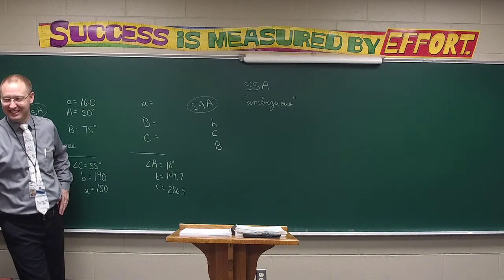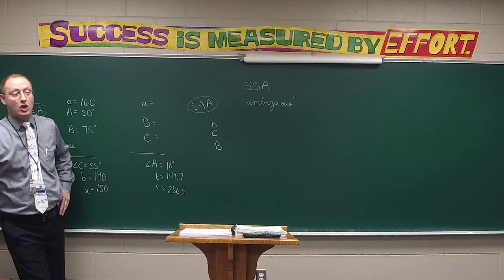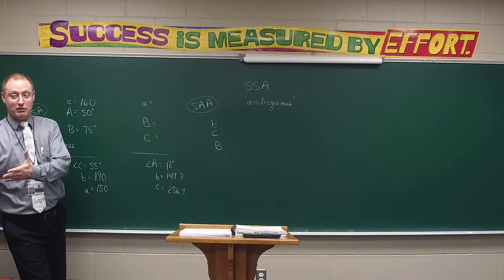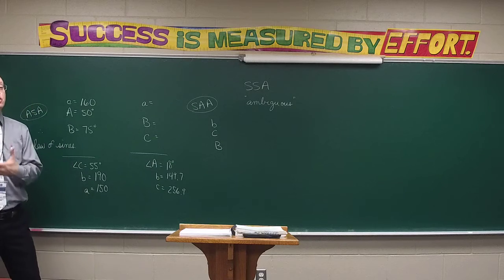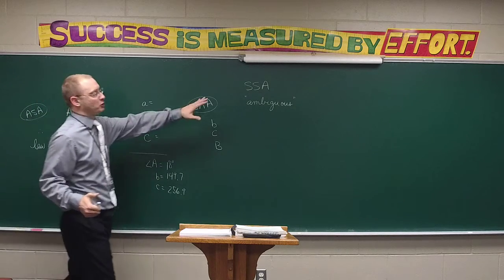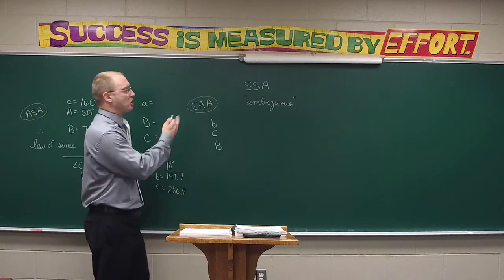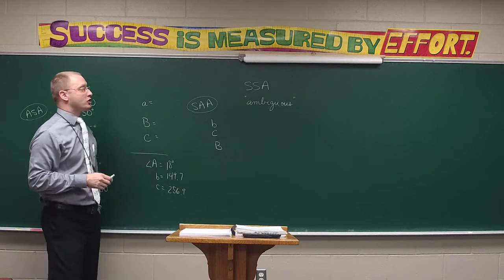Is it a lie? Like, you don't know exactly. Do I actually mean nice hair, Quentin? Or do I mean I don't like his hair, right? Like, you could code, there's multiple meanings. That's what ambiguous means, multiple meanings. Hard to interpret, right? And side-side-angle is just that.